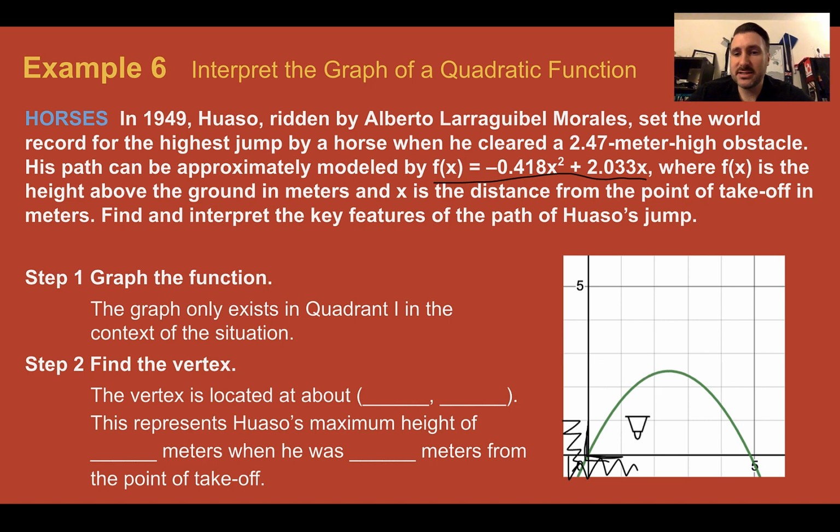So let's find the vertex. The vertex is that maximum point. In Desmos, you can click on the vertex. It is located at about 2.43 and 2.47. So this represents that the height is 2.47 meters when he was about 2.43 meters from his point of takeoff.